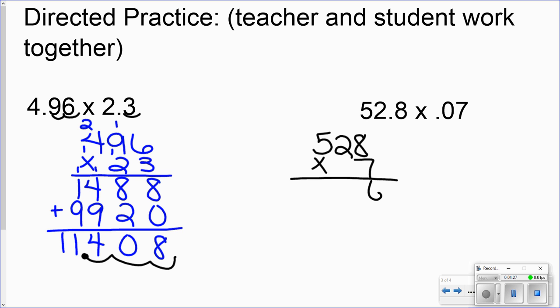8 times 7 is 56. 7 times 2 is 14, plus 5 is 19. 7 times 5 is 35, plus 1 is 36. Count to place my decimal. 1, 2, 3.